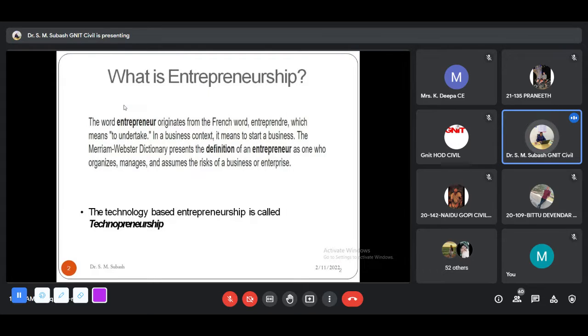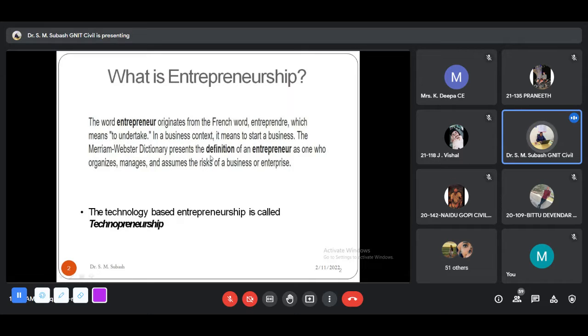So before going into this, first developing a product and to be competitive in the market, first you need to become an entrepreneur. Generally the word entrepreneur originates from the French word entreprendre, which means to undertake. So you are going to undertake anything. Okay, so in a business context, we can say that it is to start a new business. So this is the main keyword. The person who organizes, manages, and assumes the risks of a business or an enterprise.